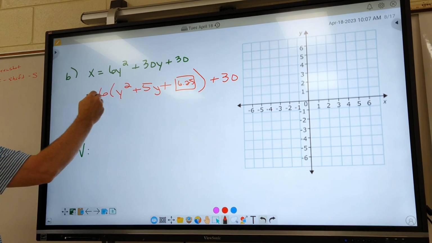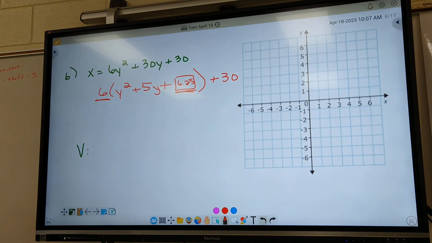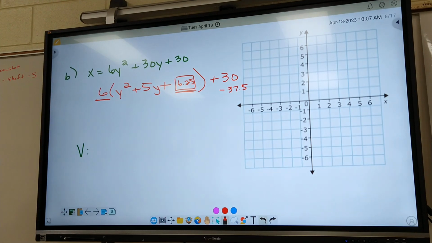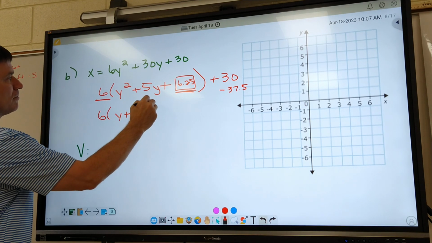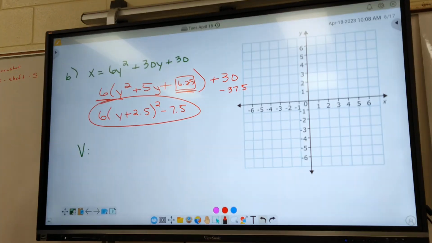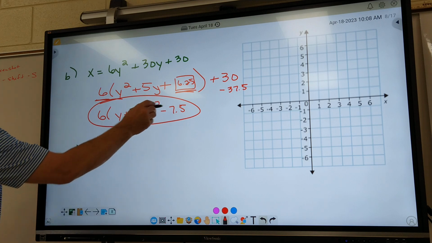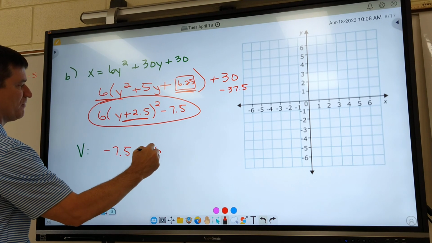Okay, now look, 6 times 6.25 is 37.5, positive. So I need to put a -37.5 back here. Are we still good? Okay, so what is our vertex going to be? -7.5. Remember, you flip the sign on this one, so that's -2.5.